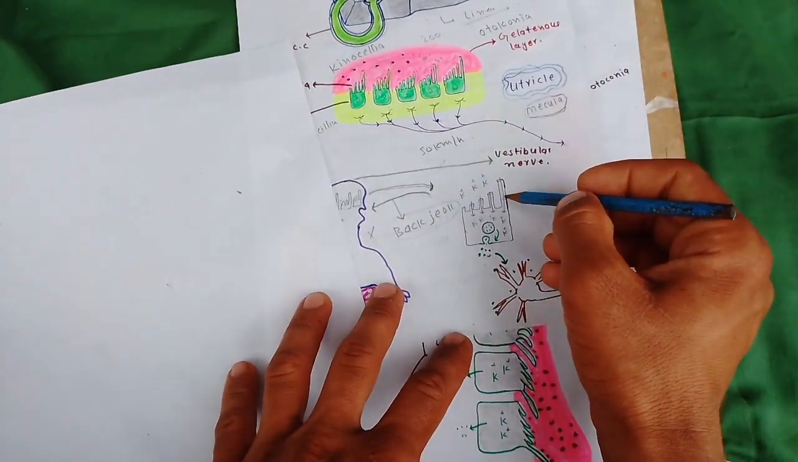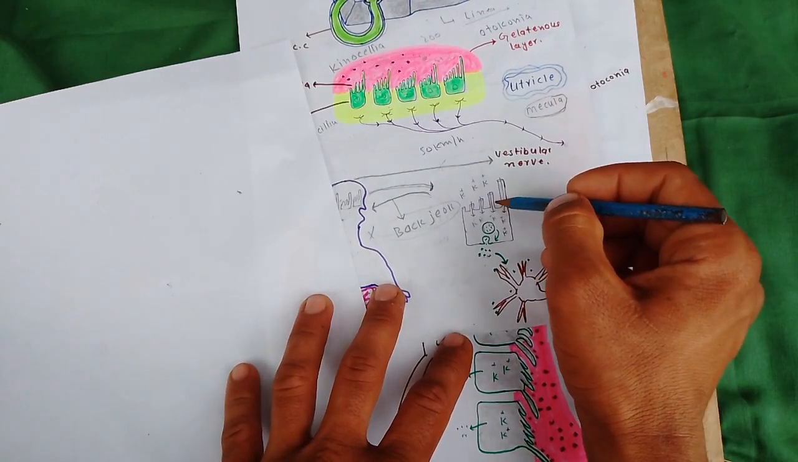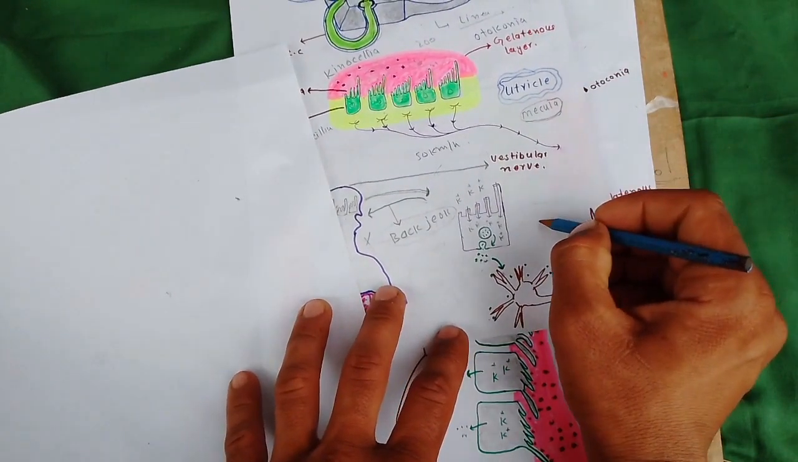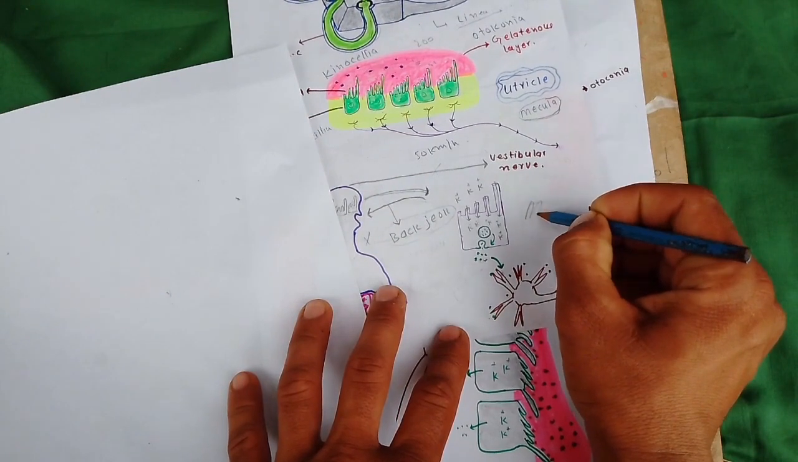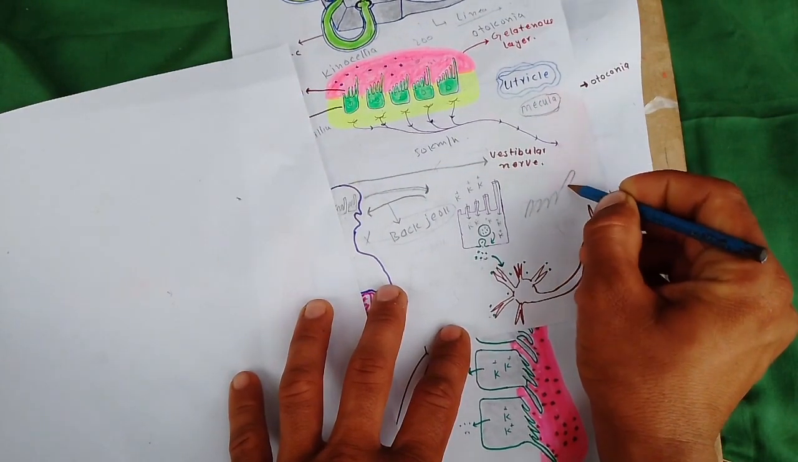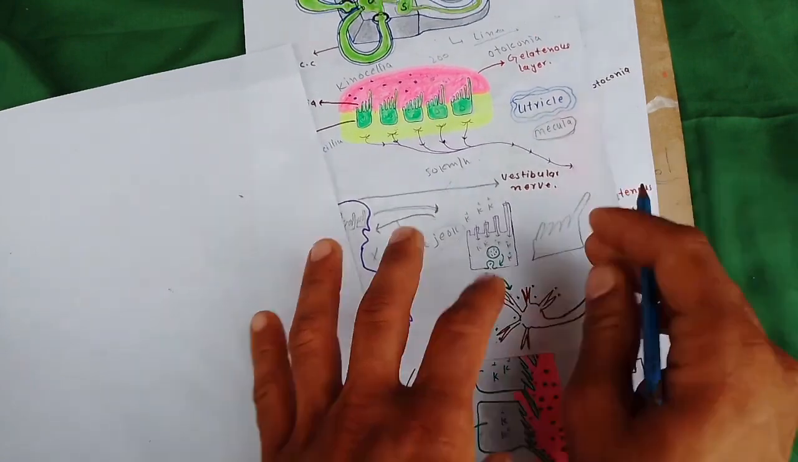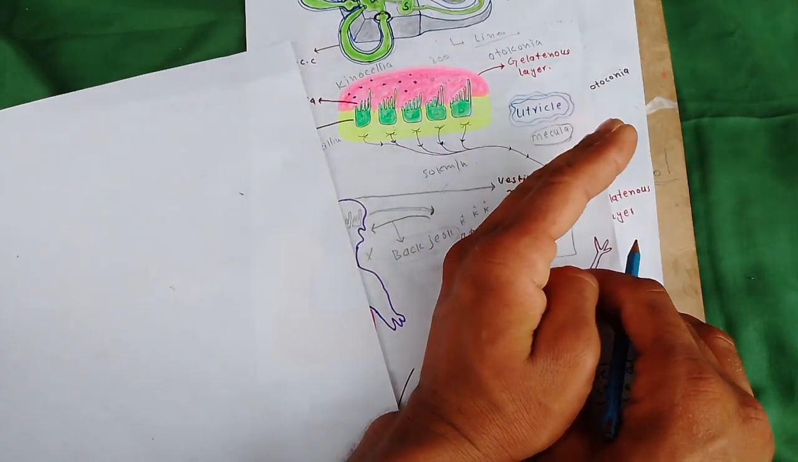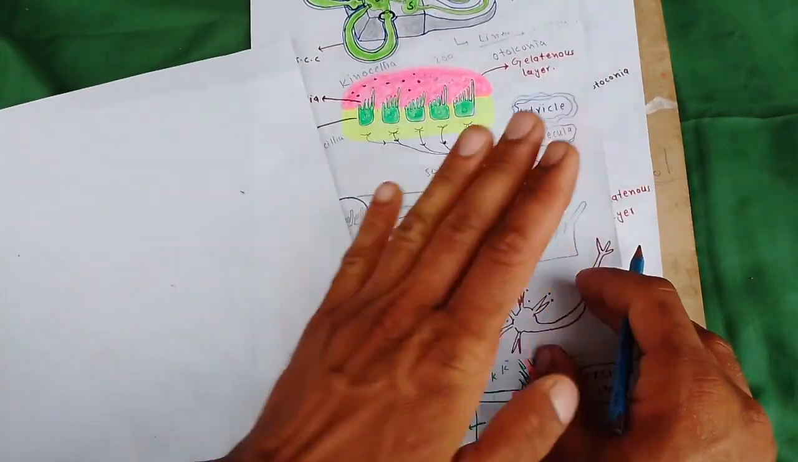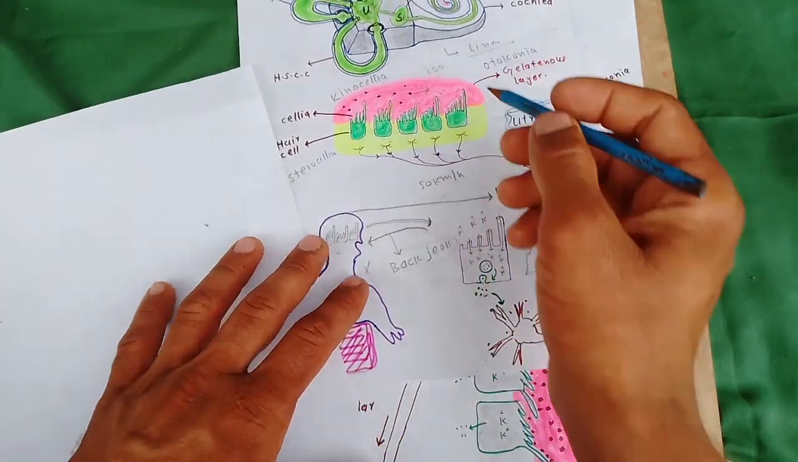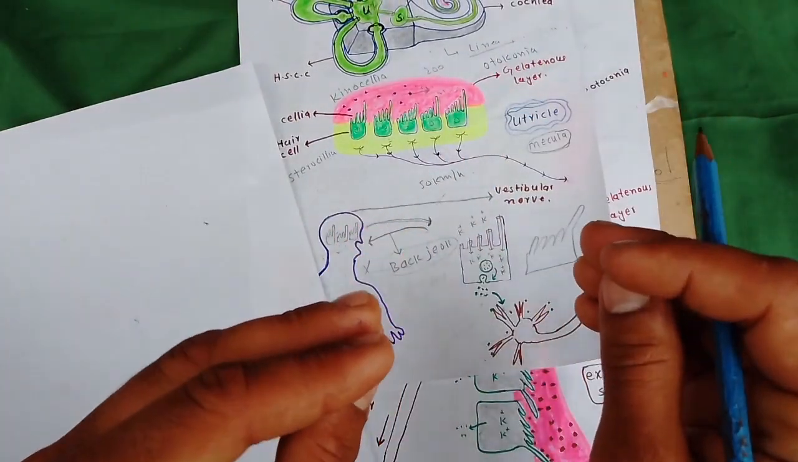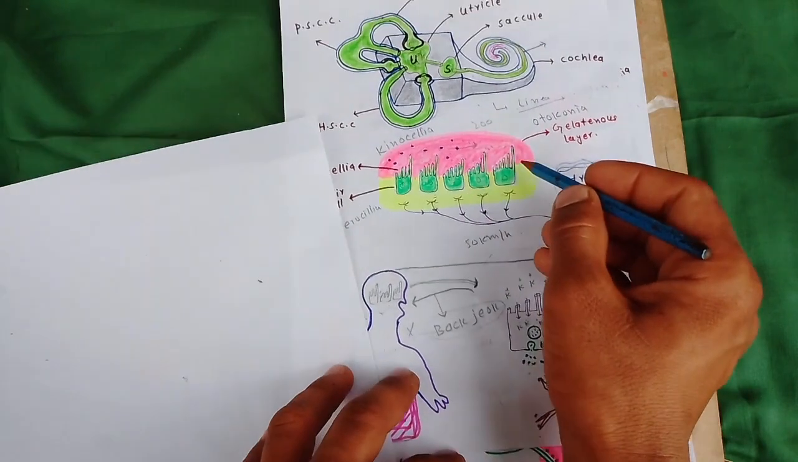Look at this diagram. I made this one in an erect form, but that is my own error. Here the cilia are jerked in the forward direction. When the cilia bend in the forward direction due to this fluid motion, these cilia activate.